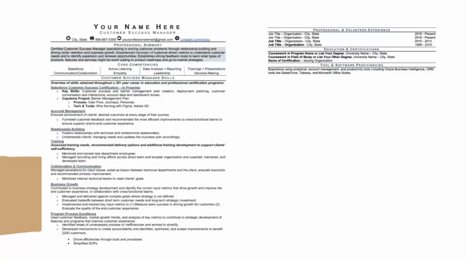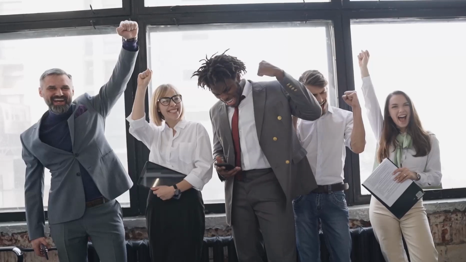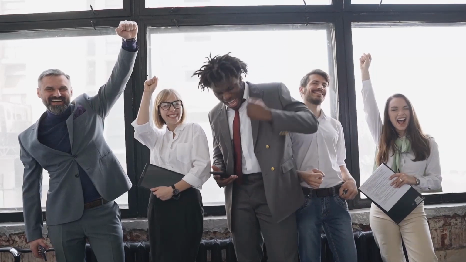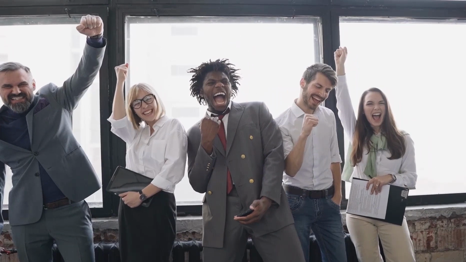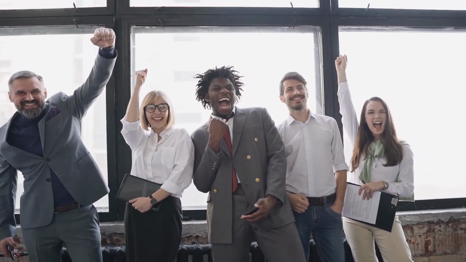So here you'll see that what you need to do is list the major skills that you're seeing in that job posting here: account management, relationship building, training, collaboration and communication, business growth, program process excellence. Then you're going to come up with achievements, and hopefully measurable achievements with some kinds of metrics attached to support this assertion you're making with this resume that you have the skills that they're looking for.